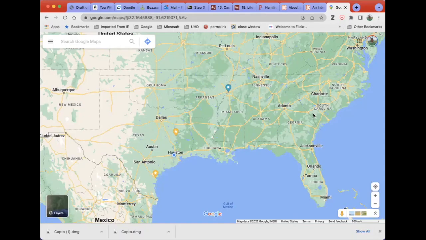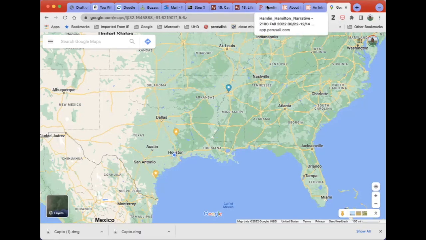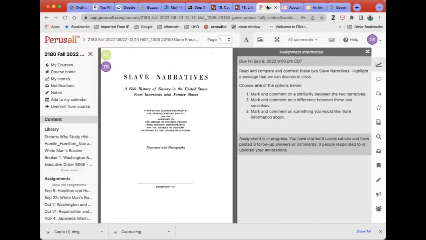However, there were some people who, when they were interviewed, were quite elderly and had been adults when slavery came to an end in 1865, and they had much fuller memories. The two interviews you're going to be looking at in this perusal assignment, by a Miss Hamlin and a Miss Hamilton, have some similarities and some differences.